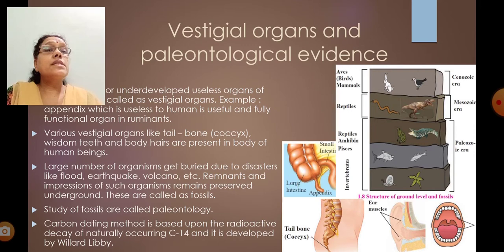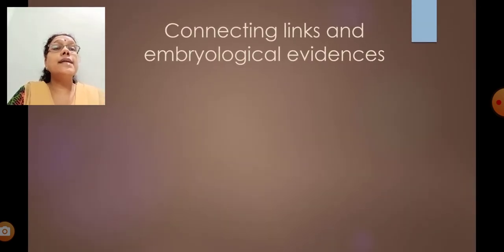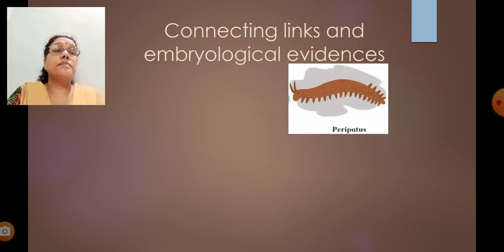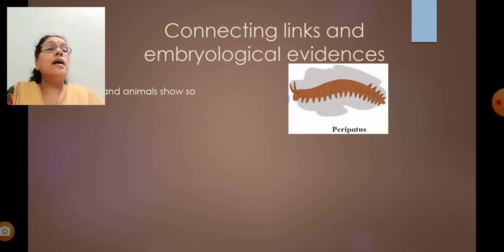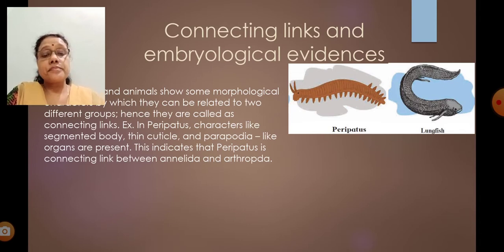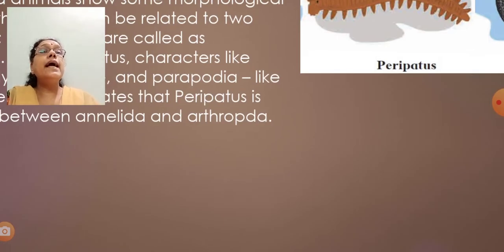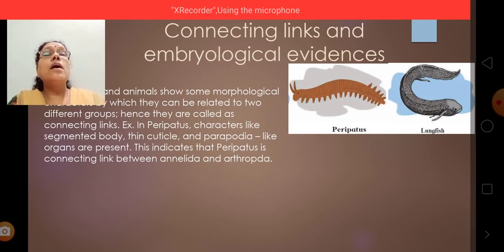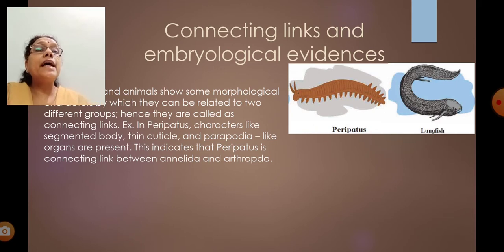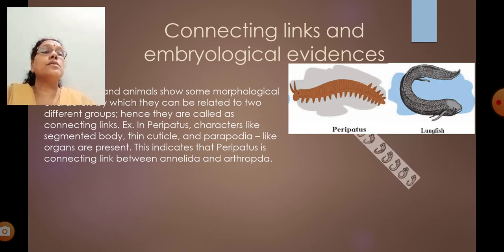That's about vestigial and paleontological evidences. Next are connecting links and embryological evidences. Connecting links: here, peripatus is a connecting link between Annelida and Arthropoda. And lungfish is another one. Some plants and animals show morphological and anatomical characters which can be related to two different groups. Hence, they are called connecting links. For example, in peripatus, characters like a segmented body, thin cuticle and parapodia-like organs are present. This indicates that peripatus is a connecting link between Annelida and Arthropoda.